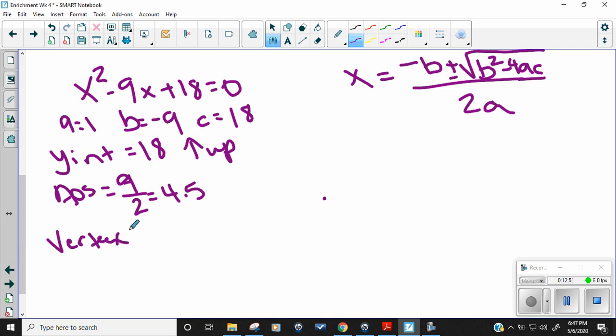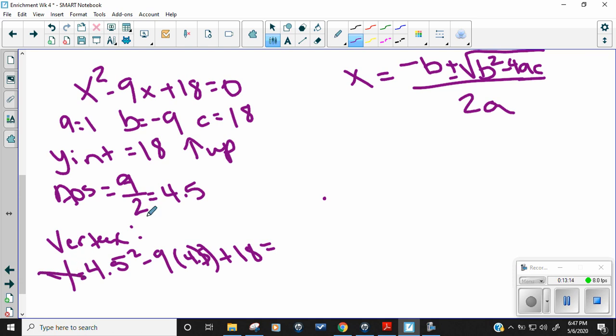It is hard to write. So 4.5 squared. I'm not going to put it in parentheses because it's positive, so I don't have to worry about that. Minus 9 times 4.5 plus 18. So this is my y of my vertex. I already know my x of my vertex. This is my x of my vertex. So I get 4.5 squared.